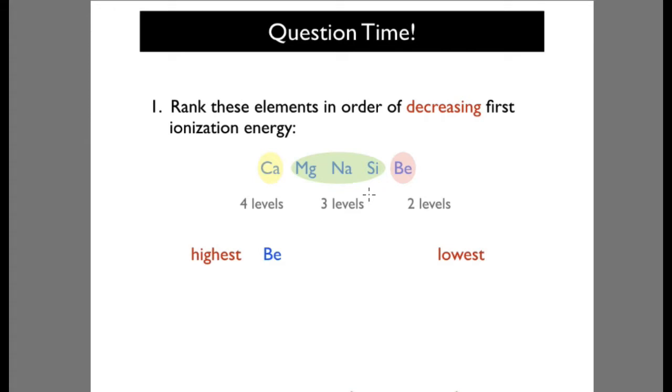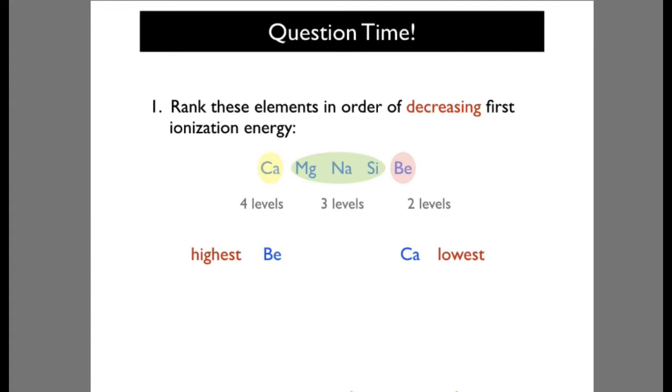So beryllium, only having 2 energy levels, will have the highest ionization energy because more energy will be required to remove those electrons that are closer to its nucleus. Calcium will have the lowest because it's easiest to remove those electrons which are further away from the positive protons in its nucleus. Magnesium, sodium, and silicon all have 3 energy levels.